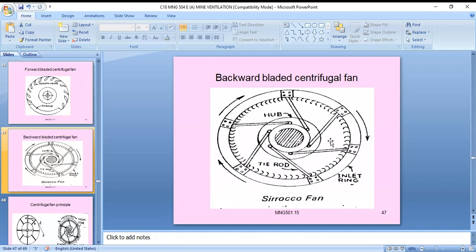Then there is the backward bladed centrifugal fan. The blades are in a different fashion. This is the inlet, the tie rod and the hub. So the fan is of another type of fashion. The backward blade is very suitable in Indian mining conditions. One by one, we will discuss these in the coming classes.